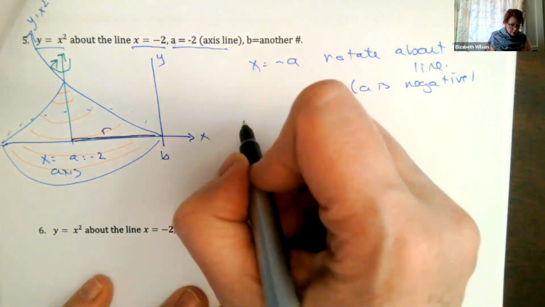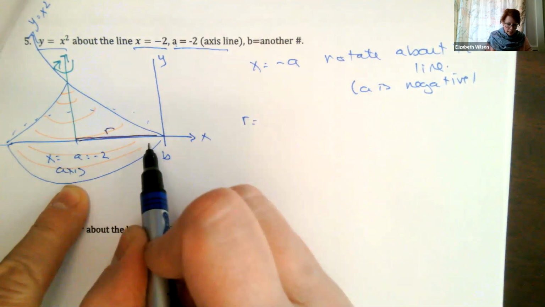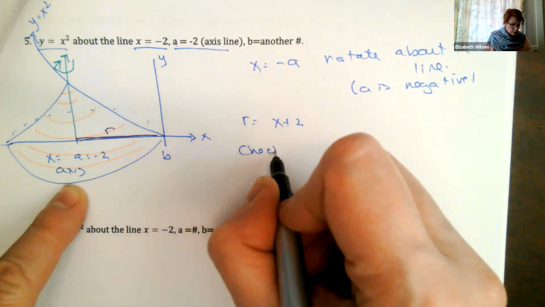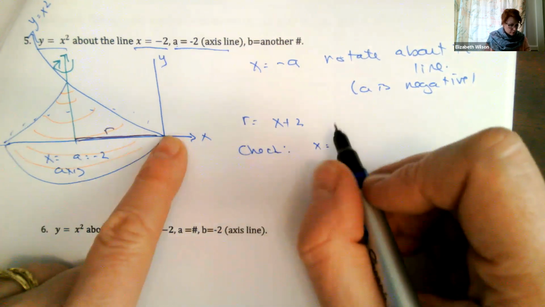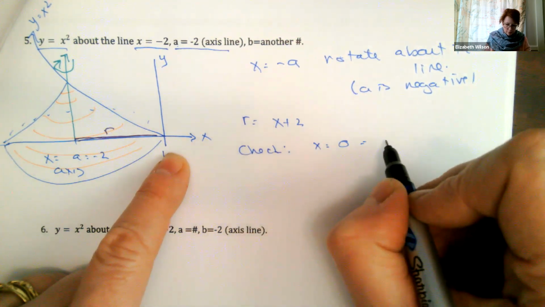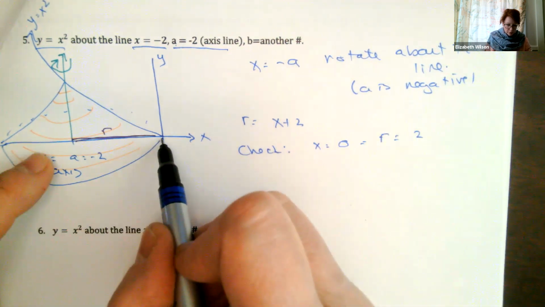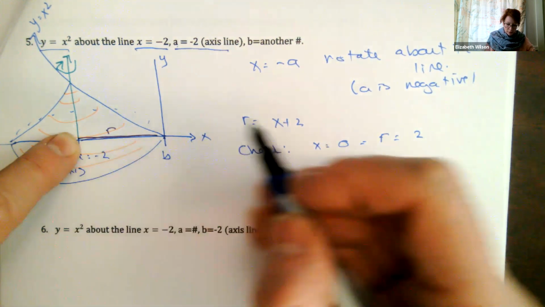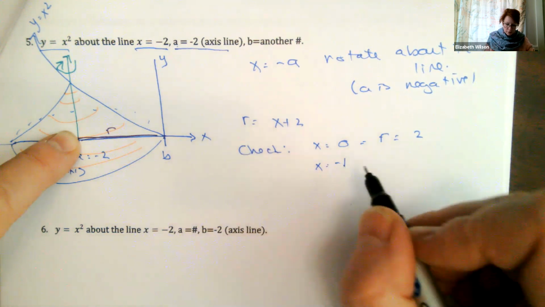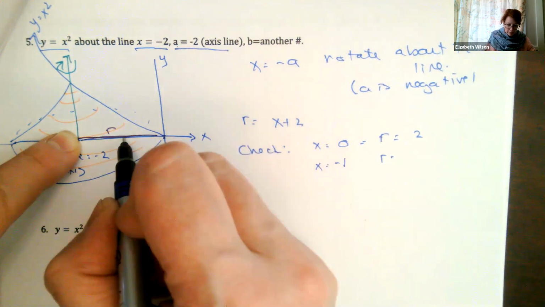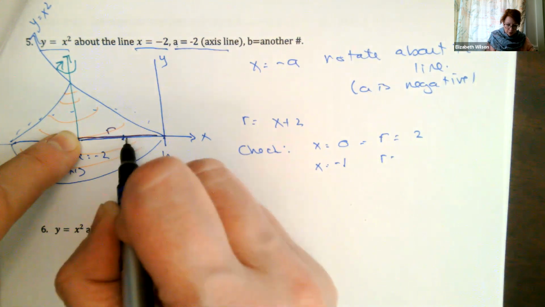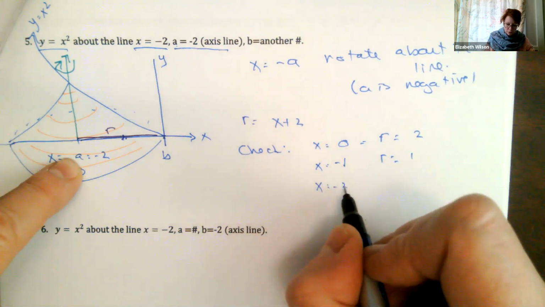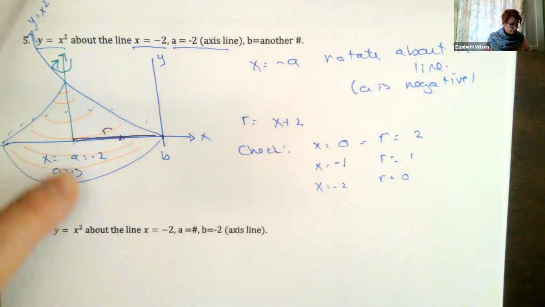So I'm going to say my radius is equal to x plus 2 again. Our check says when x is equal to 0, our radius is equal to 2, which is its max. When x is equal to minus 1, our radius is equal to 1 unit. When x is equal to minus 2, our radius is equal to 0.